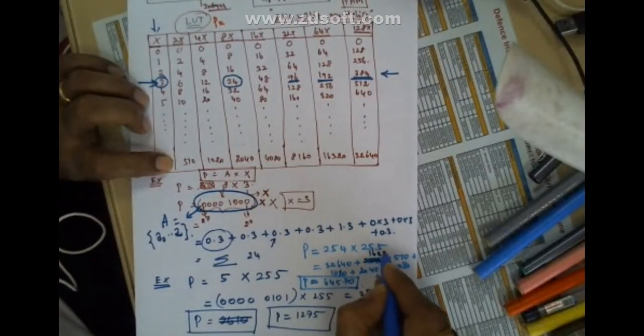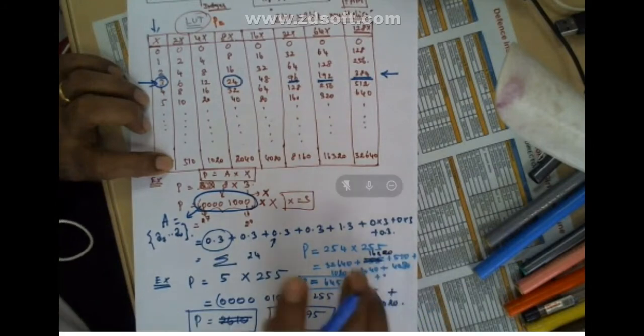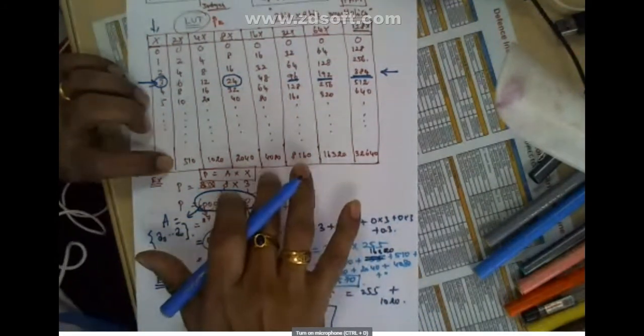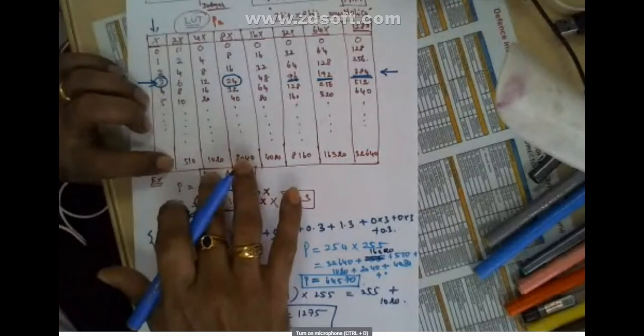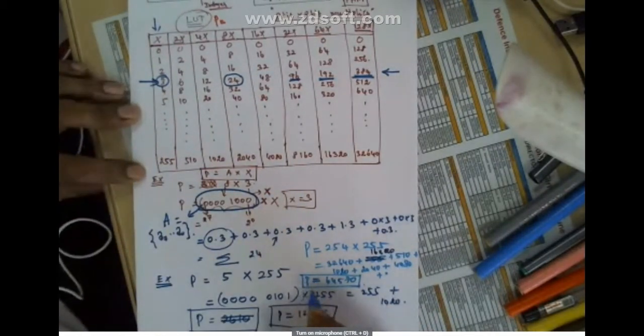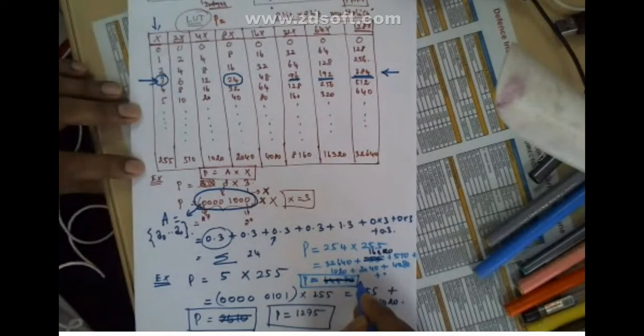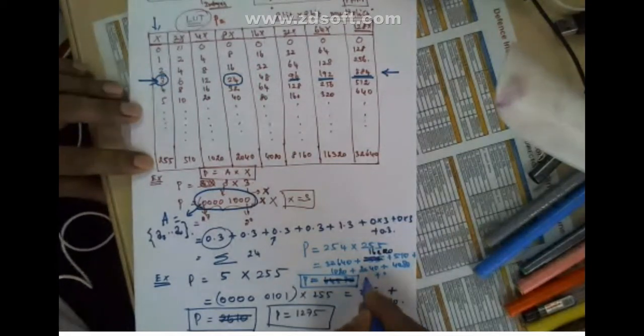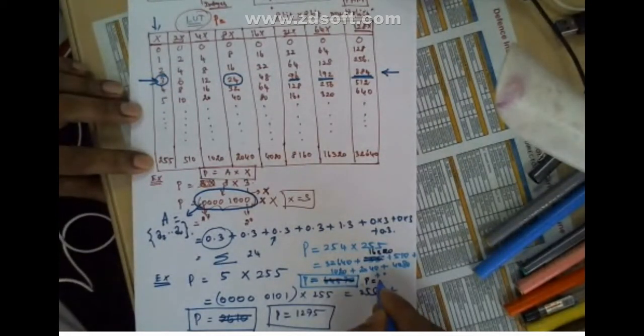1632, 16320 plus 8160 plus 4080 plus 2040 plus 1020 plus 510 will give you the result. Is it correct? Result is correct, 64770. I considered 510 only, I didn't consider 255. So the result is correct, 64570.